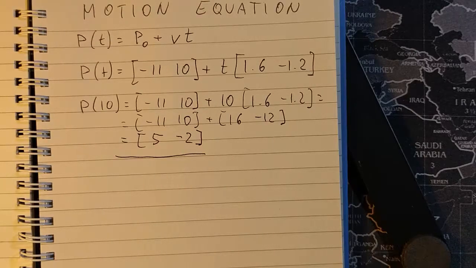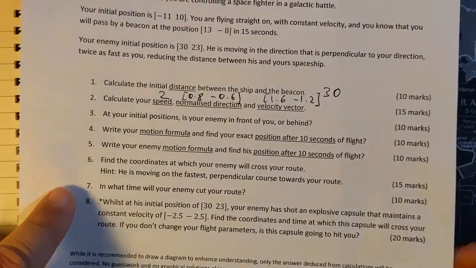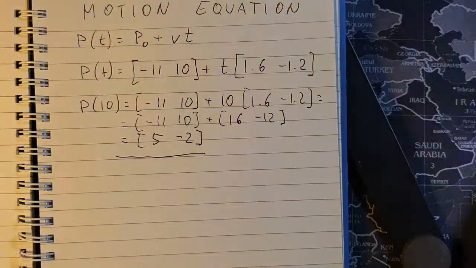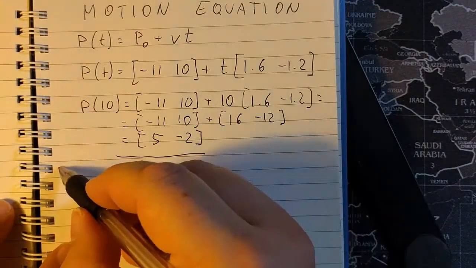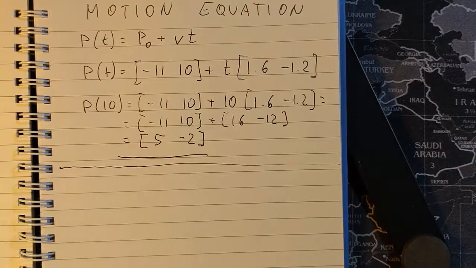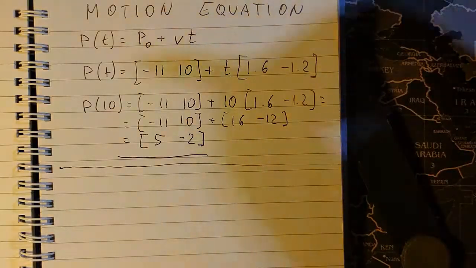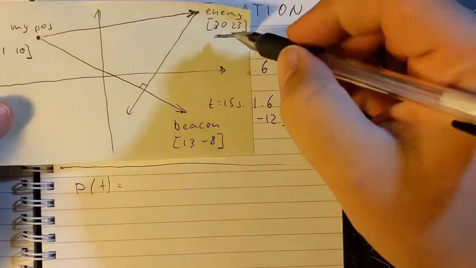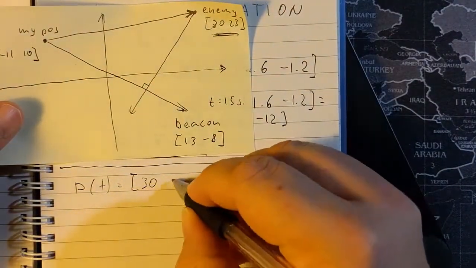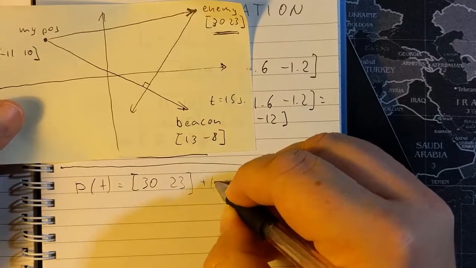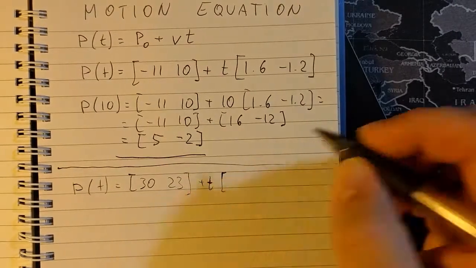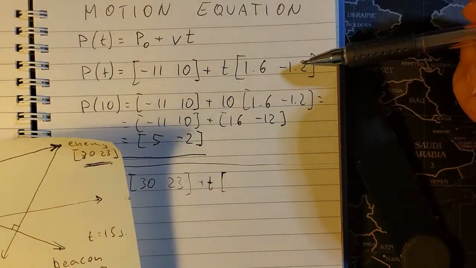Question number 5 seems similar. Write your enemy motion formula and find his position after 10 seconds of flight. But a small problem here is that we need to use, of course, the initial position of our enemy, which is (30, 23), plus time multiplied by enemy velocity.